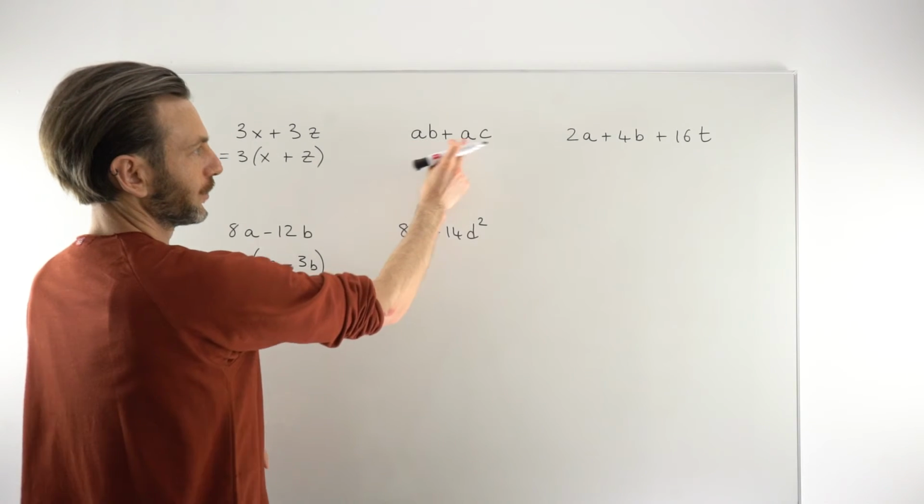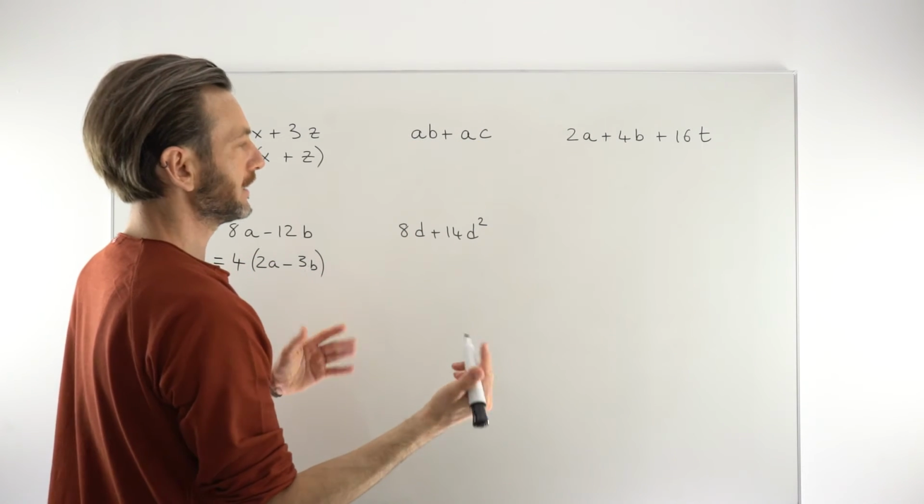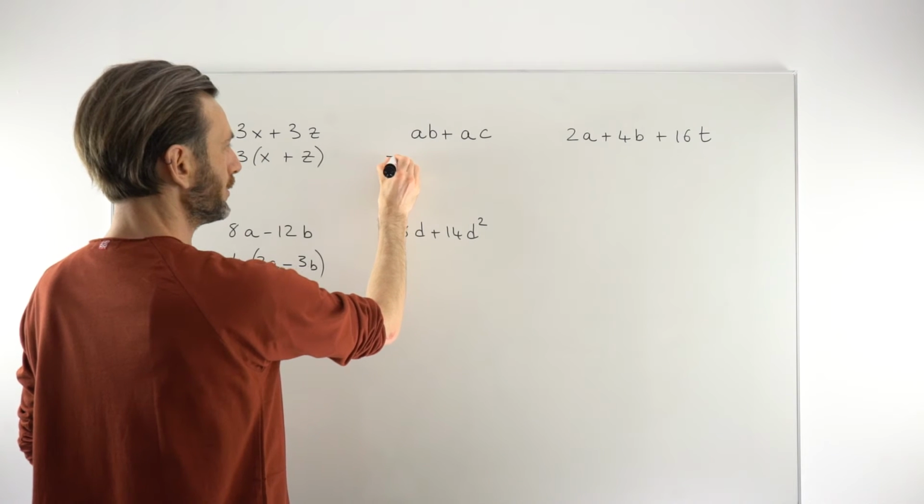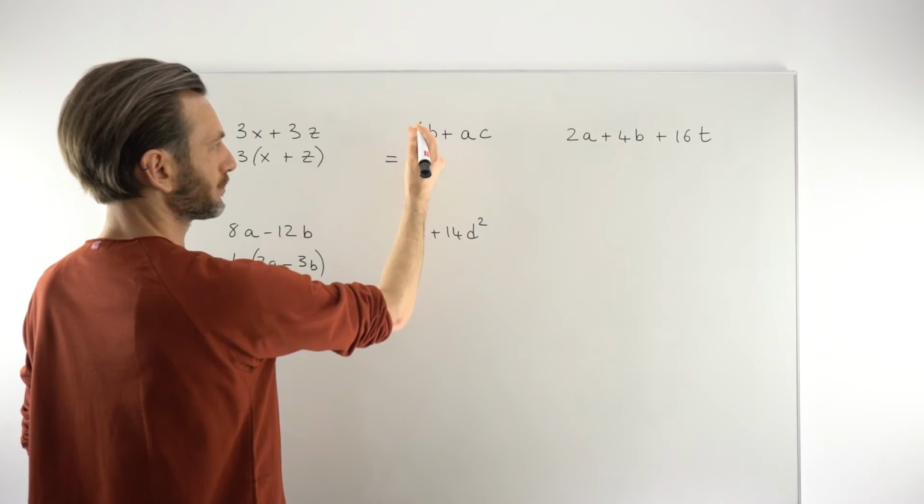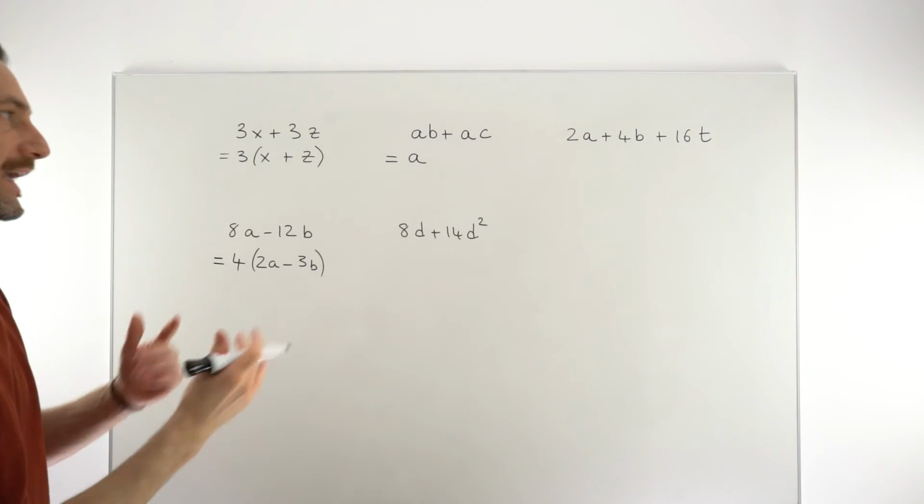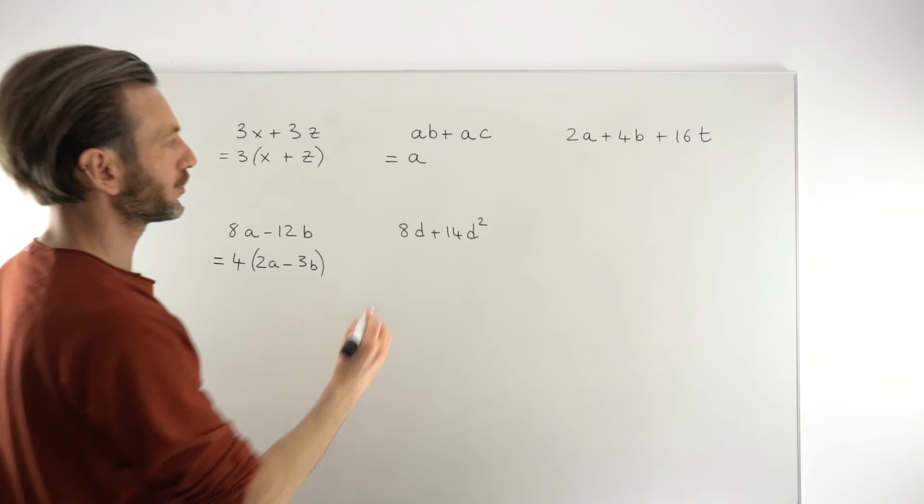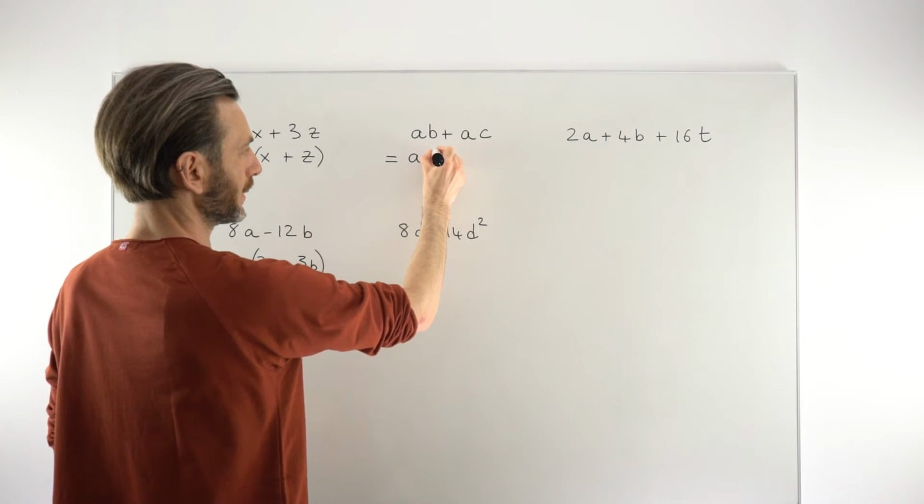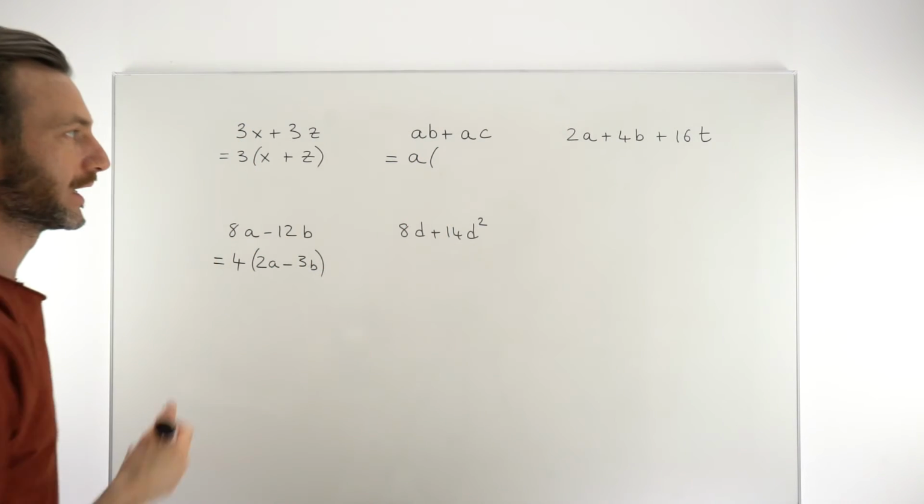Okay, slightly different scenario because we don't have any numbers, but that's fine, that will happen sometimes. So the common factor here is a. a is present in both, but more importantly, a would divide into both of those terms if it was a number, or just thinking of it as an algebraic term.